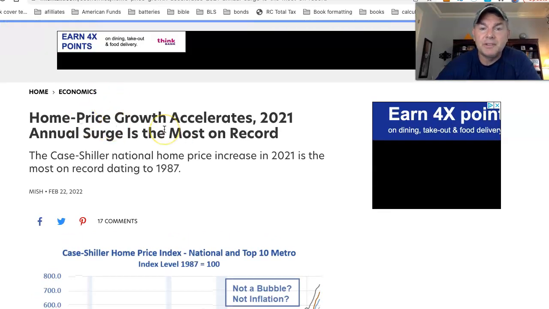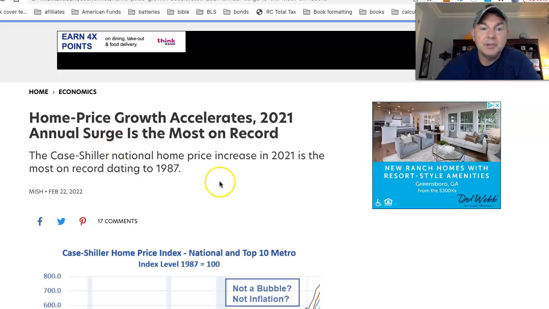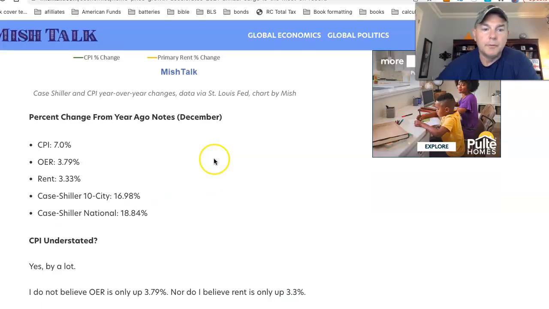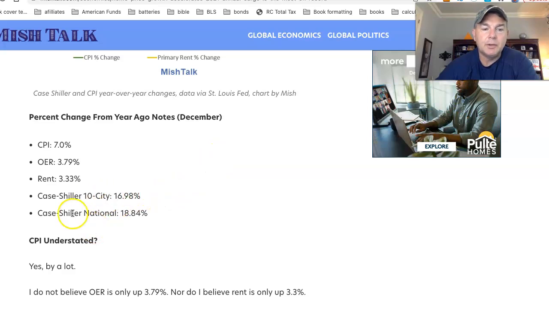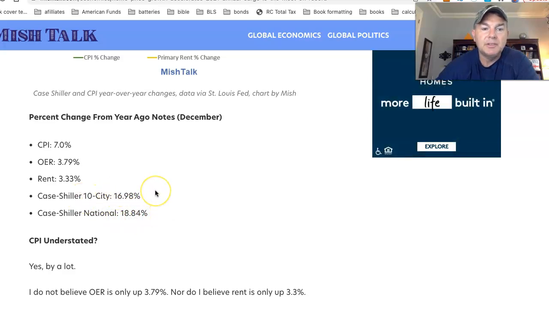Home price growth accelerates. The annual surge is the most on record. The Case-Shiller national home price increase in 2021 is the most on record dating into 1987. The first thing we got to find out is what is the home price increase, and the Case-Shiller national index went up 18.84%. The Case-Shiller 10 City went up 16.9%, or 17% basically. All right, so we're using it as percentages, right?